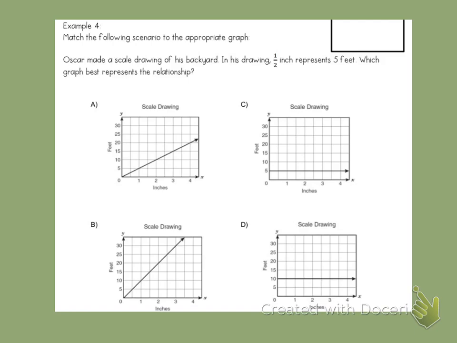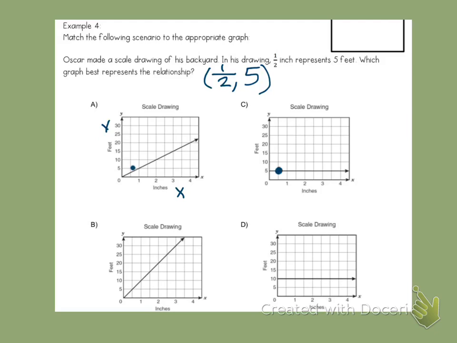Last one. Match the following scenario to the appropriate graph. Oscar made a scale drawing of his backyard. In his drawing, 1/2 inch represents 5 feet. Which graph best represents this relationship? So if we look at graph 1, we can see that inches is your x and feet is your y. Okay, so 1/2 equals 5 feet. So our graph has to have that value on here. If we look right here, 1/2 is here, and 5 is right there. So that graph doesn't work.